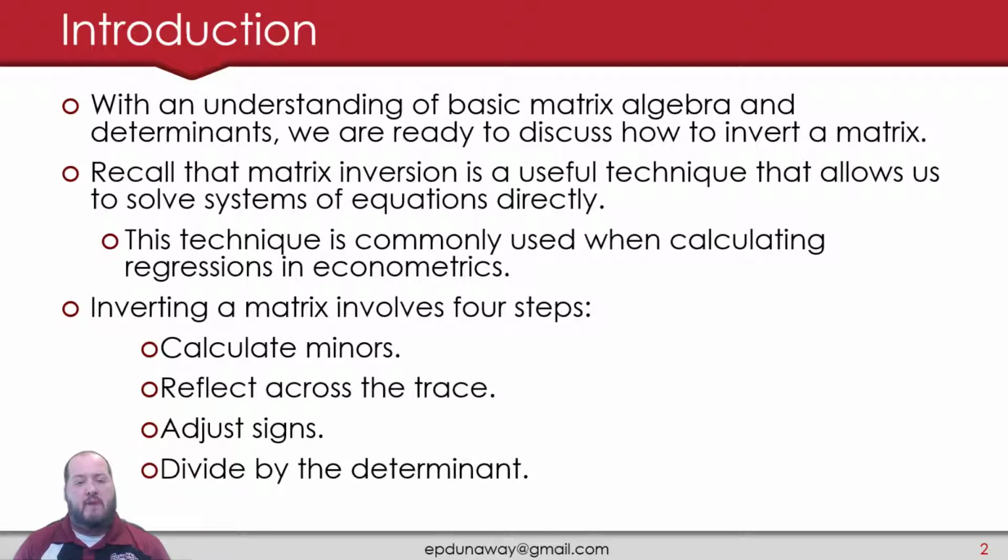Inverting a matrix requires 4 steps, and it's very useful to memorize these steps because you can call on them to do them in order. First, we calculate the minors, then we reflect across the trace, we adjust signs, and then we divide by the determinant. Do them in that order, and you will get the correct inversion every single time. So let's walk through this.